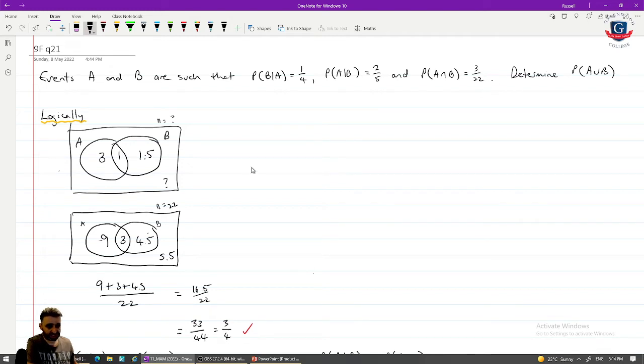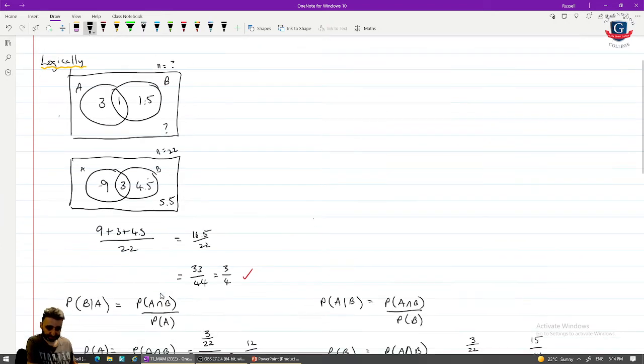We know that the intersection is going to be 3, so if we want to keep all our proportions the same, if that's 3, that's going to be 9, that's going to be 4.5. The total is going to be 22, because it's 3 out of 22, and the remainder will be 5.5 once we know what the union is.